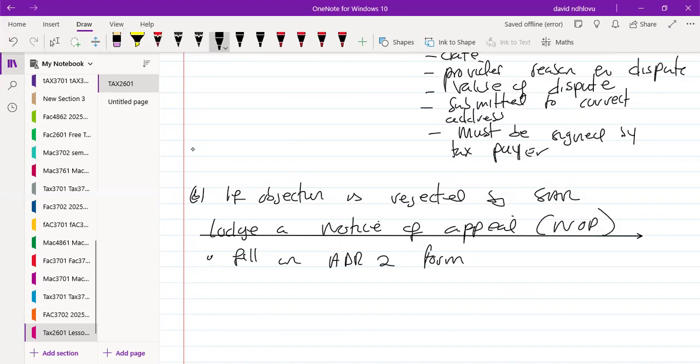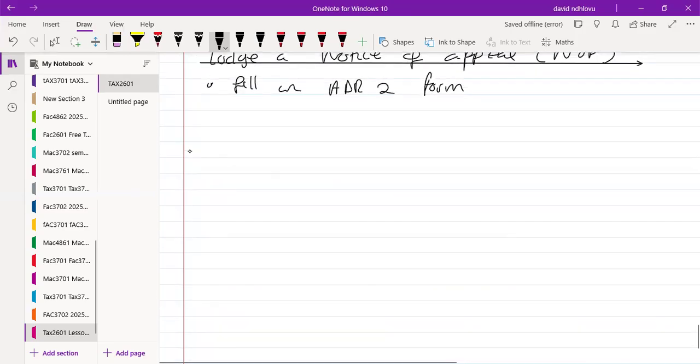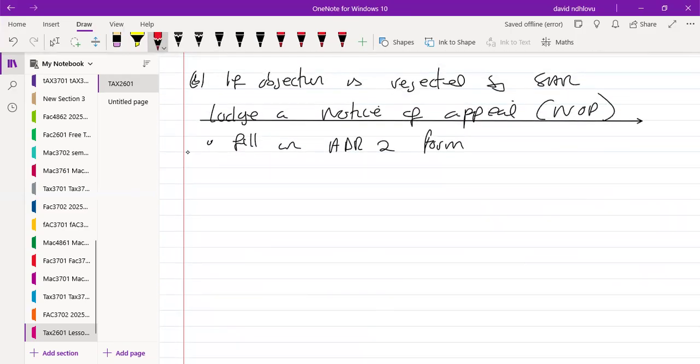If it's an appeal, ADR2. If it's an objection, ADR1. Right, so this one must contain the same info. Same info as on ADR1 highlighted above. So you must have the address, the reason, right? It must be signed, it must be dated, it must be sent to the correct address. So that's a notice of appeal.